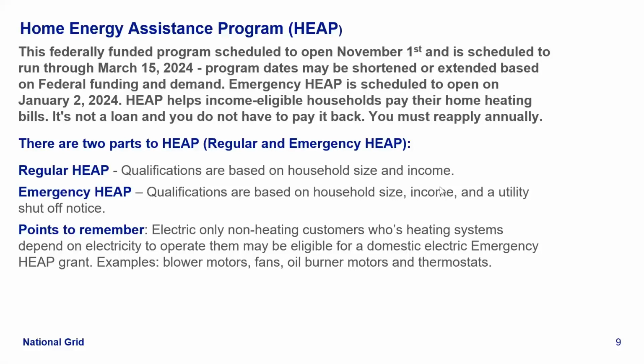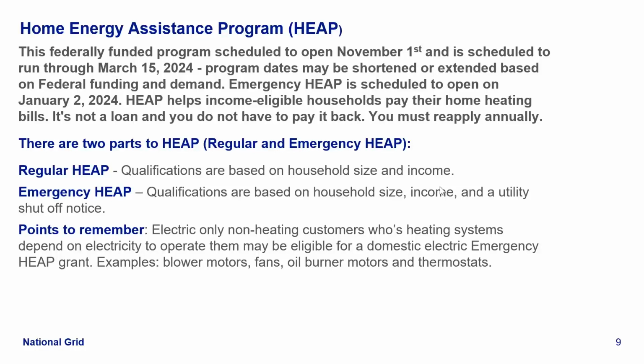So there are two parts to HEAP. There's the regular benefit, like I just talked about, and then the emergency benefit that opens January 2nd, so coming up here shortly. The difference between the two is you do not need a shutoff notice for the regular HEAP benefit. Even if you're in a payment agreement, if you are income qualified, then you can get the regular HEAP benefit. The emergency HEAP benefit, you do need an active shutoff notice to get, and it has to be 30 days after you've received the regular HEAP benefit. And you have to get the regular HEAP benefit first.